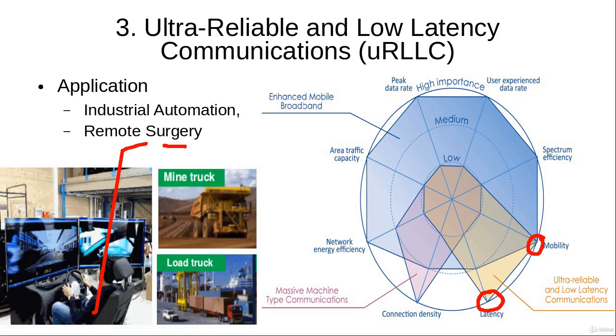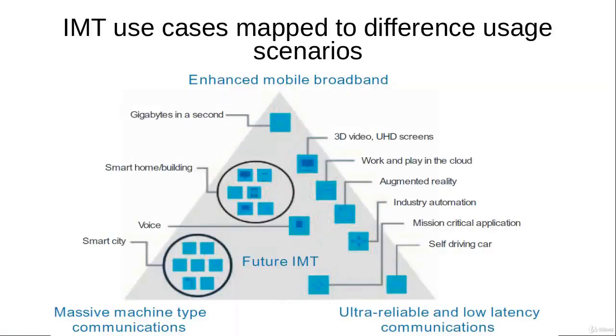And based upon these three primary use cases, there can be secondary use cases. For example, when we talk about augmented reality, then in that case, not only do we need higher data rate, but we also need ultra reliable and low latency communication to support an augmented reality service. So basically it is using the requirement aspects of both enhanced mobile broadband and ultra reliable and low latency communication. So it is situated in the middle.